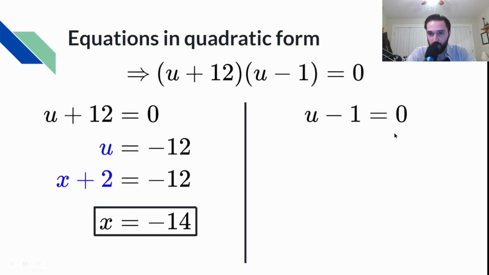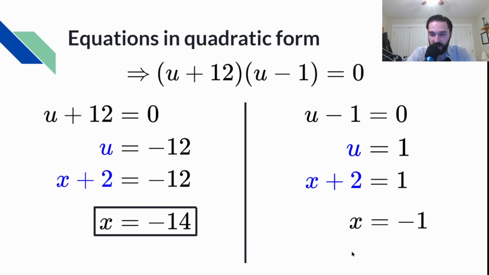Now let's go back to the u realm to solve this equation here. Let's add 1 to both sides, and that gives us u equals 1. Let's replace u with x plus 2, and then let's isolate x. Let's subtract 2 from both sides, and we get x equals negative 1. So we solved the equation in u, and we made a transition to 2 equations in x, and we got these 2 solutions.